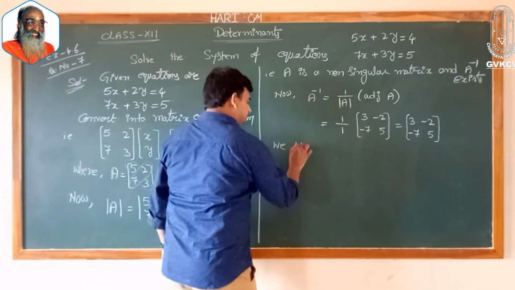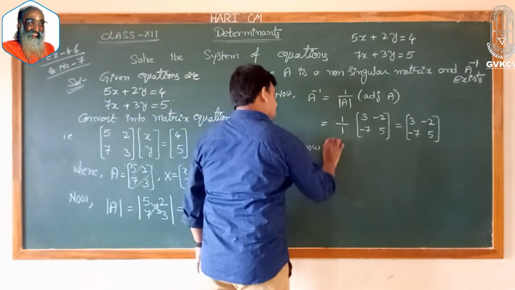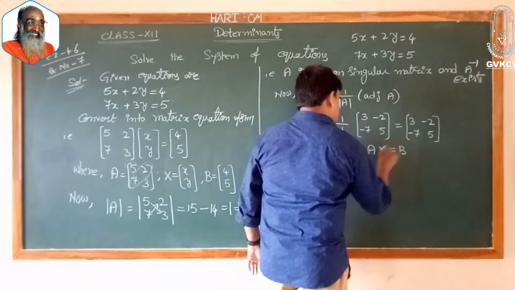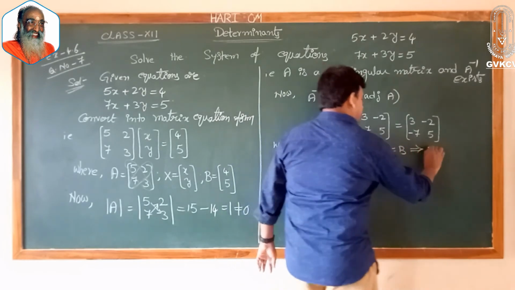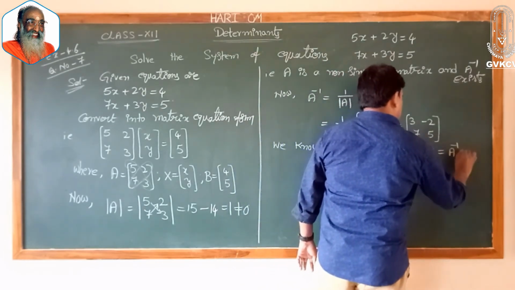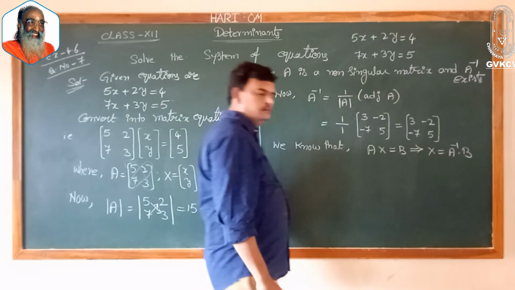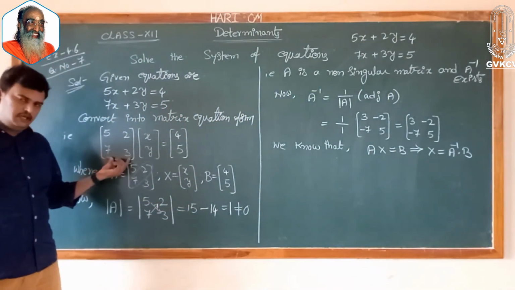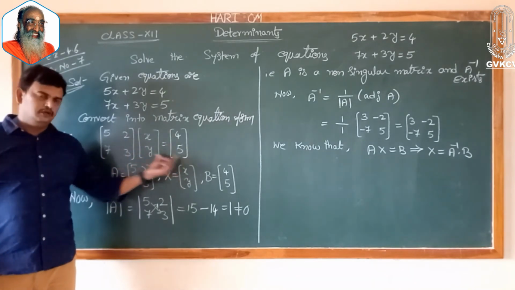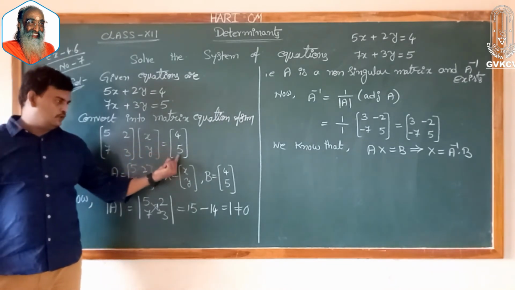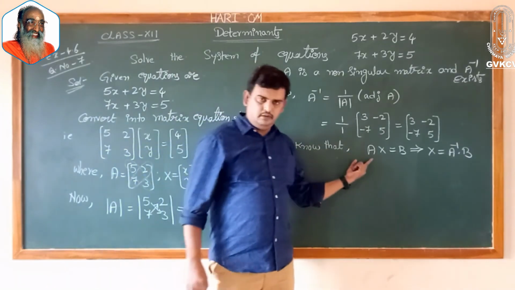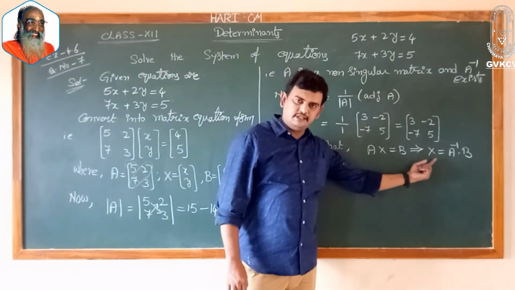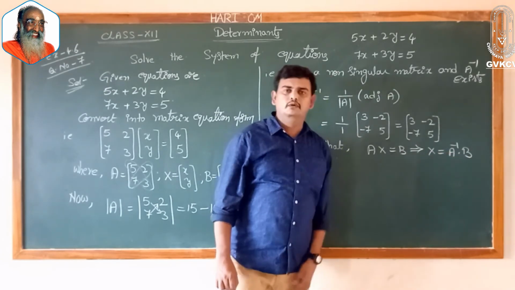We know that AX is equal to B. That implies X is equal to A inverse into B. So here we have the matrix equation form. This is A, this is X, this is B. So A into X is equal to B. From this, the matrix X we get is A inverse into B.